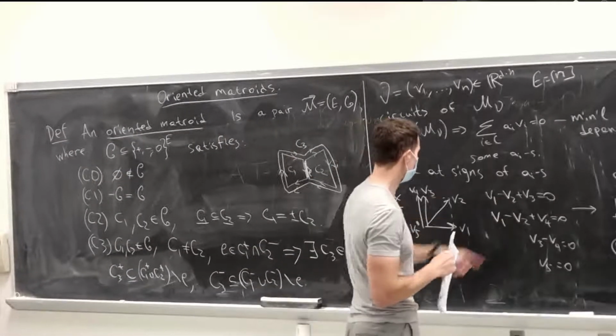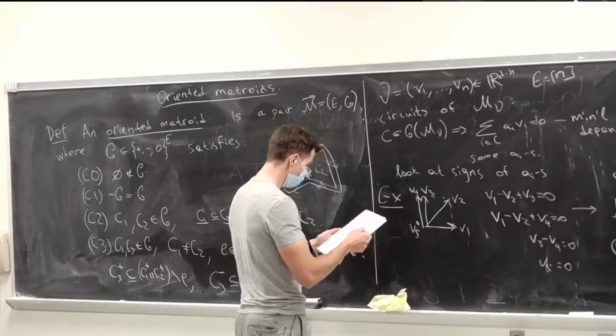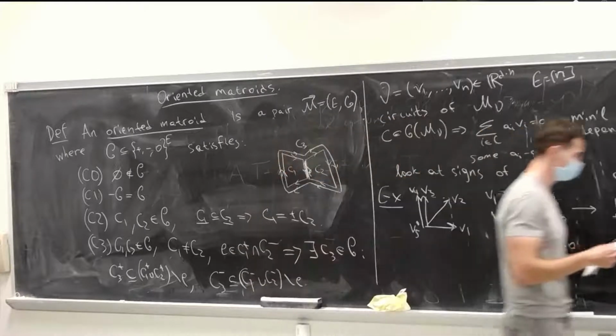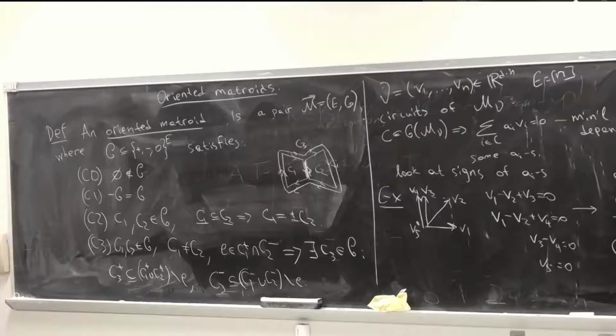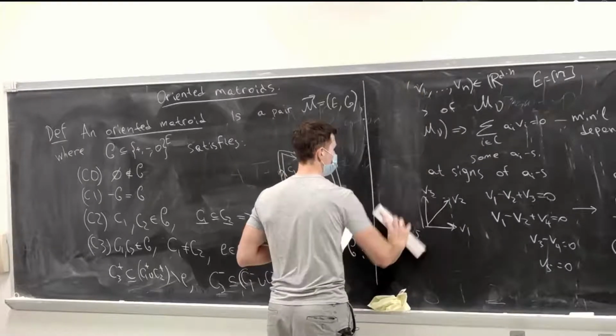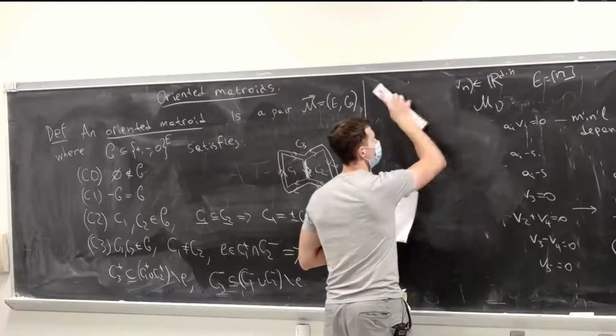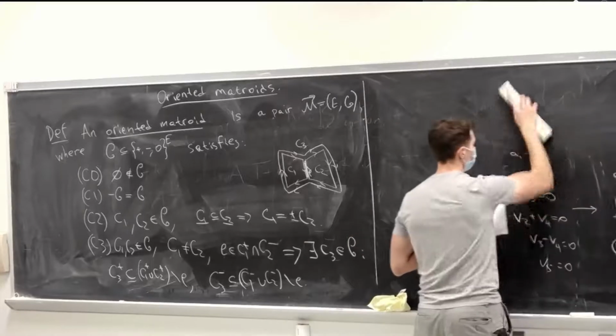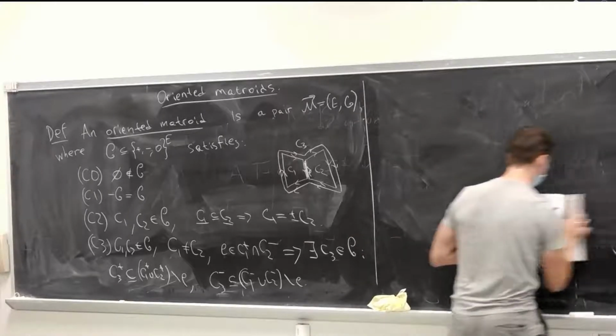Maybe I should look at an example. Let's try an example. That's actually interesting. Let's try a different example. I'm going to draw some example, and then you're going to tell me how to eliminate an edge from two circuits.